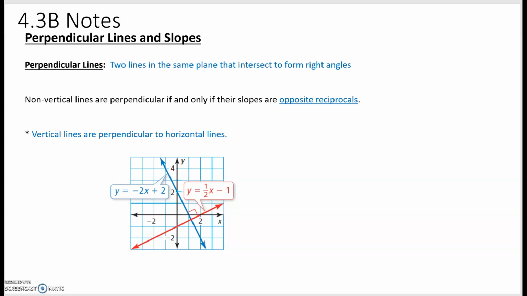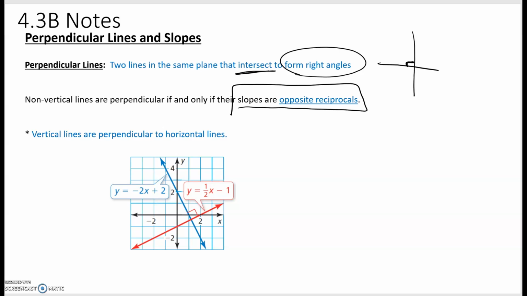Yesterday we talked about parallel lines and their slopes. Today we are going to talk about perpendicular lines. So perpendicular lines are lines that intersect to form right angles. When you think about that, remember that is something forming a 90-degree or right angle. Non-vertical lines are perpendicular if and only if their slopes are opposite reciprocals.